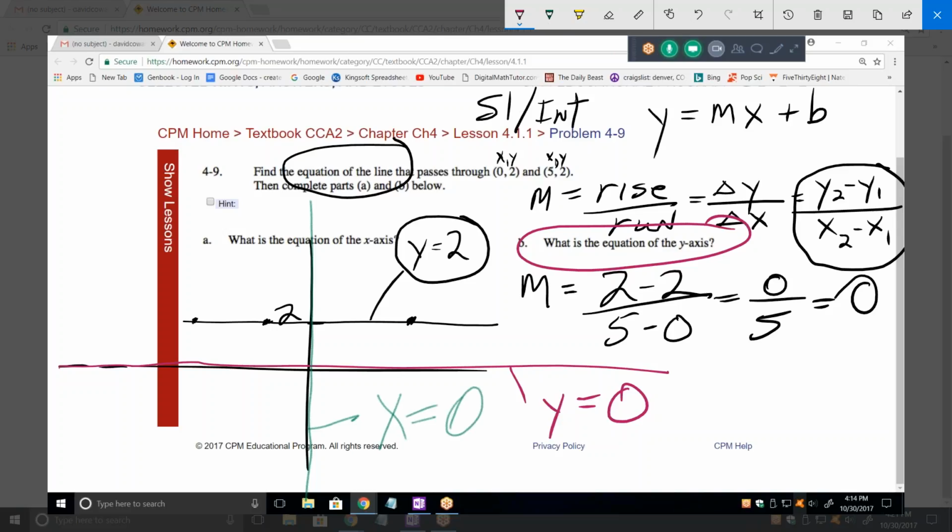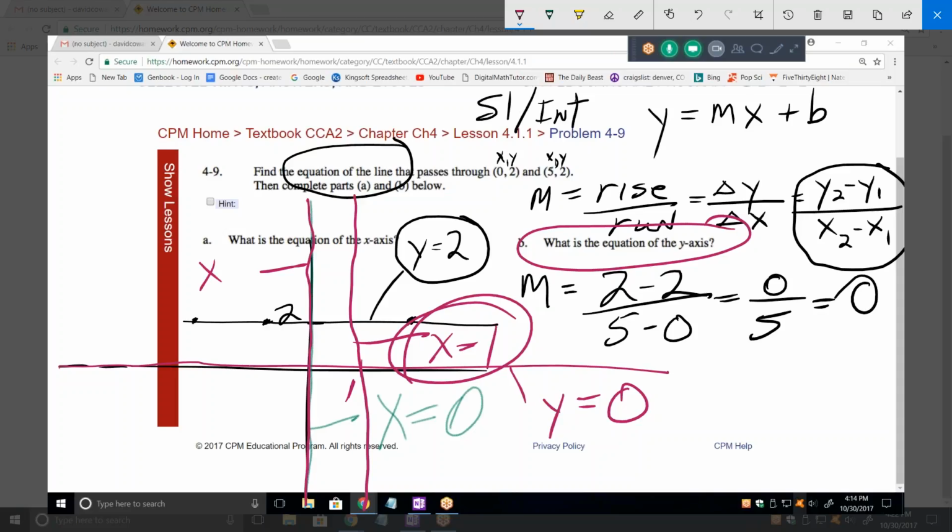If I've got at this point right here 1, and I have a vertical line, then the equation of that is x equals 1. It just so happens that people get quite confused when you draw your vertical line on the y-axis because they want to say y. It's not y equals anything. It's x equals 0. That's the equation of the y-axis.